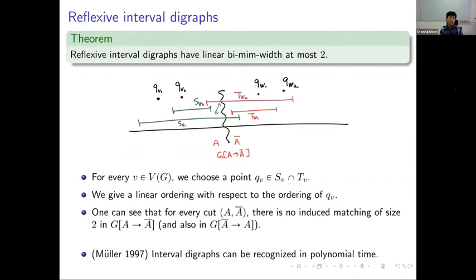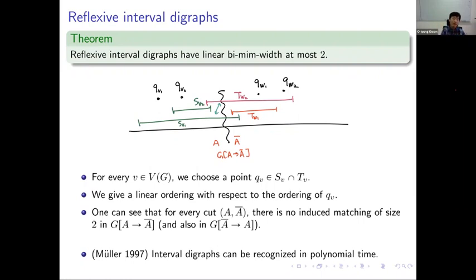Okay, so going to our main result. We first argue that reflexive interval digraphs have linear bi-mim-width at most two. The proof is quite simple. Let me remind you that the reflexive version means that the source set and terminal set have to intersect. So for every vertex, we choose some point q_v on the intersection of the source set and terminal set. We simply give a linear ordering of the vertex set with respect to the ordering of q_v, reading the real line from left to right.